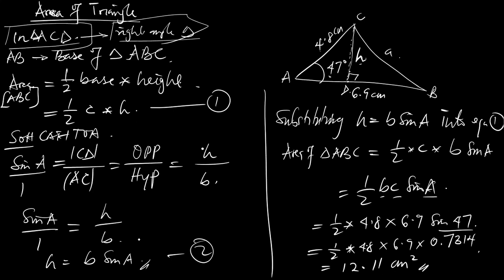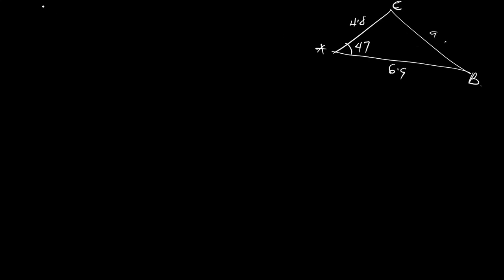Now, the second part of the problem. Let me draw it again. We are given here 4.8, the angle 47, and here 6.9. Here is c, here is b. You're asked to find a. So, to find a, we're going to use the cosine rule.